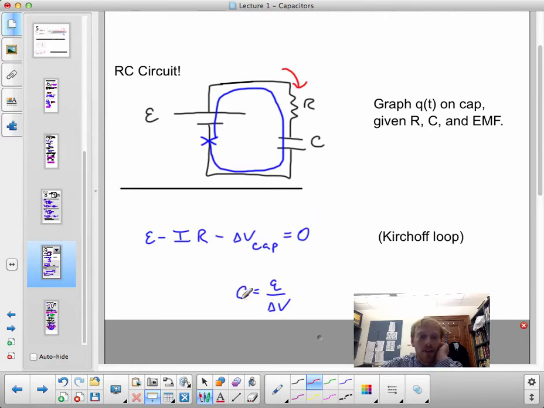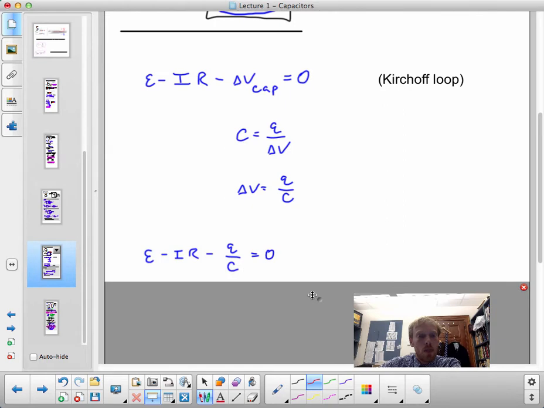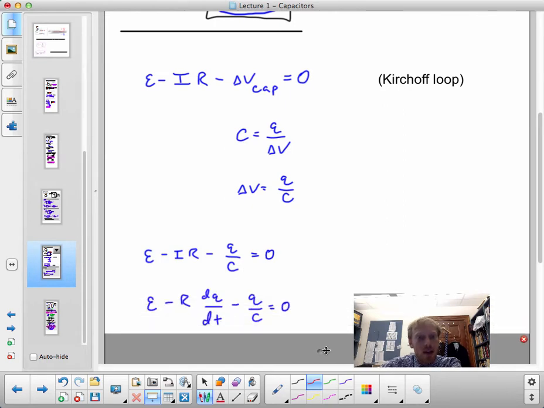We know that the definition of capacitance is that at each instant the capacitance of the capacitor is equal to the charge on the capacitor divided by the voltage difference across it. This means that the voltage difference across the capacitor, this term, is equal to Q over C. So making that substitution, we have that equation. And now, let's see, what have I done here? I've replaced I with dQ/dt.